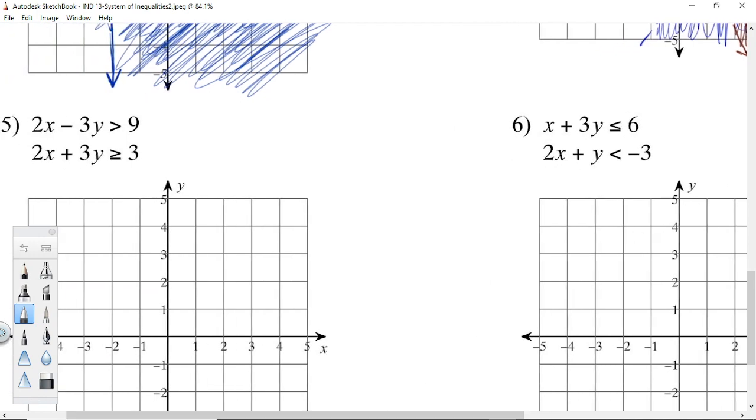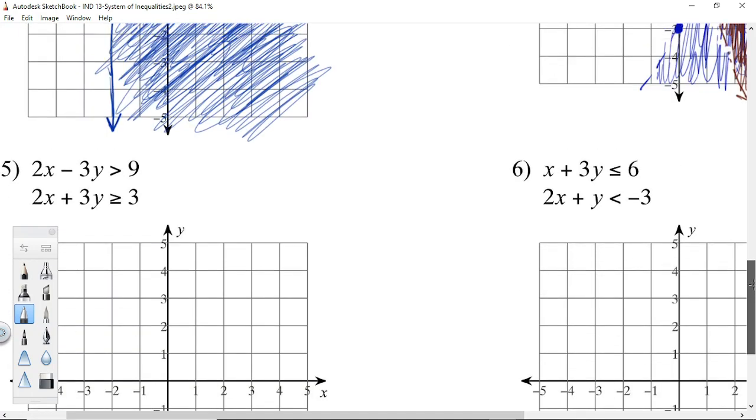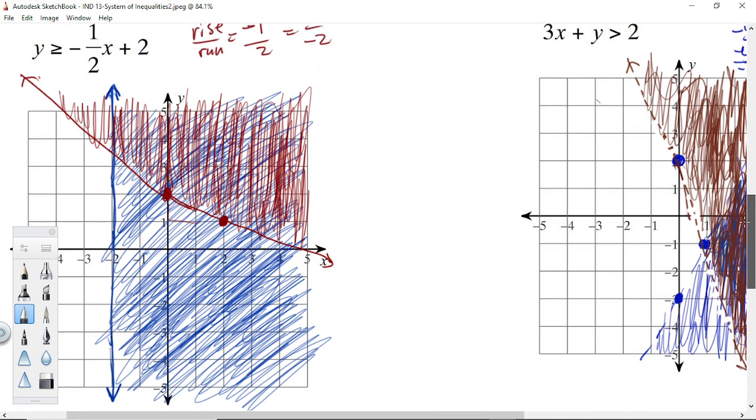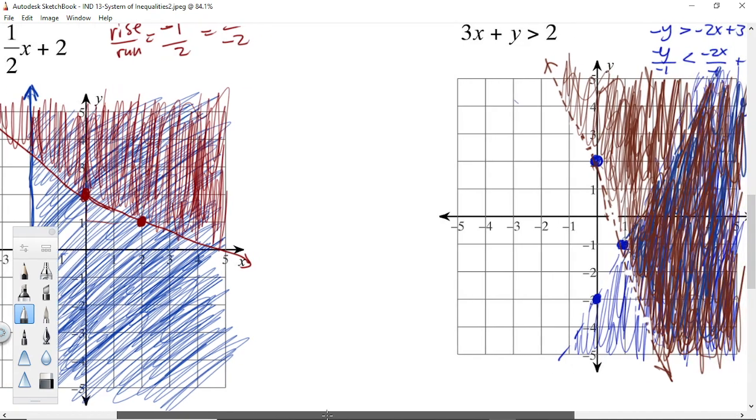So, just a couple more. So that's it for now. Shading is a little bit difficult unless you have just the right kind of pencil.